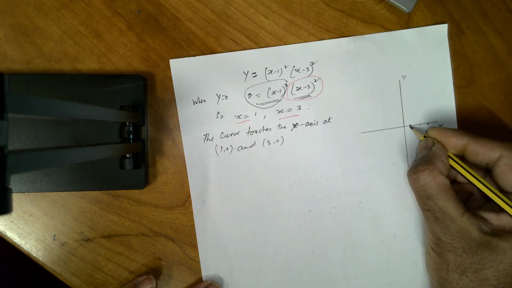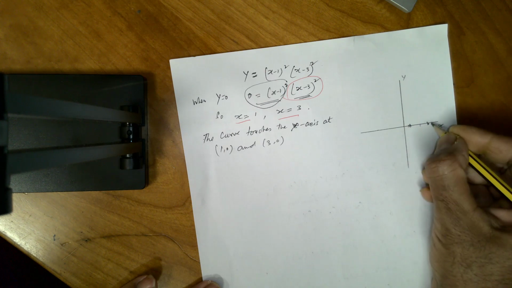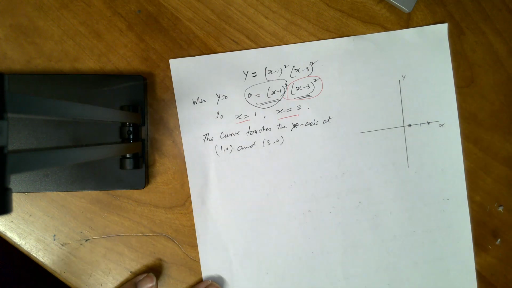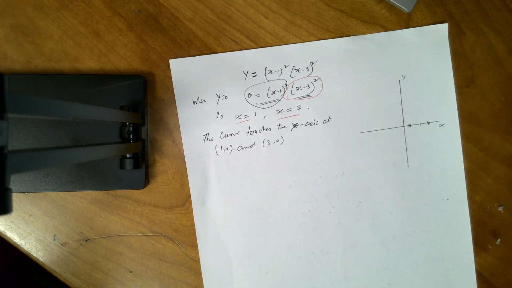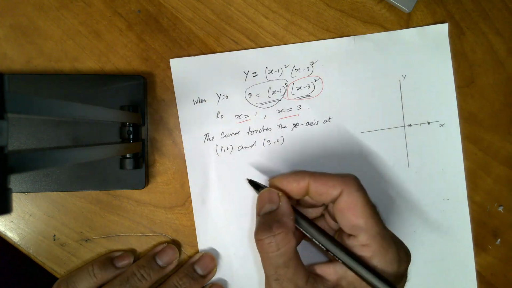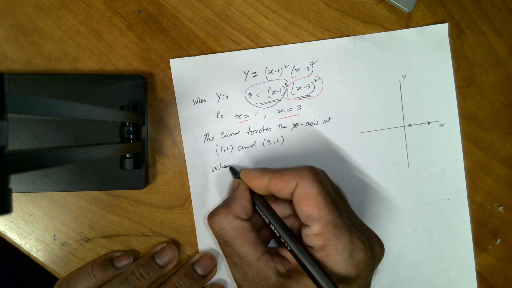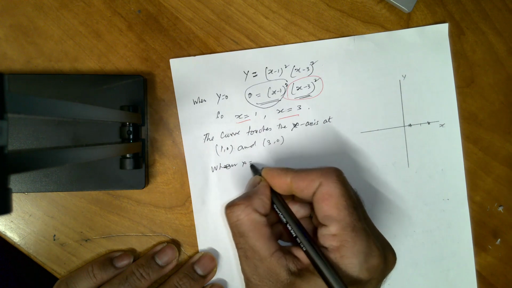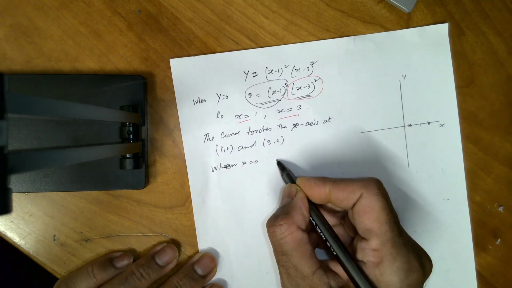Right, we'll come back to this later on. This is the points, and then what we will do, we'll say when x equal to 0. Okay, so with that we'll say when x equal to 0, your y will be 9 actually. So let's go with that. So when x equal to 0, your y.